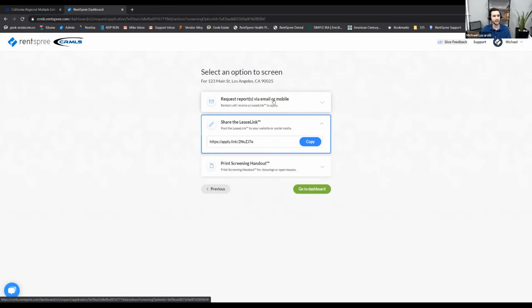But if you didn't have their email or mobile, or let's say you wanted something different, we also give you this link. It's called a lease link, and this is a link that you can copy and then paste anywhere that you'd like applicants to be able to view and apply to your property. This link takes applicants directly to your application page, and it's specific to you and the property.